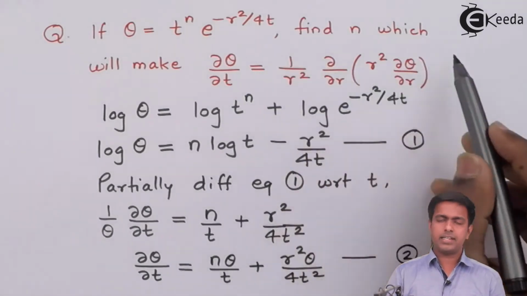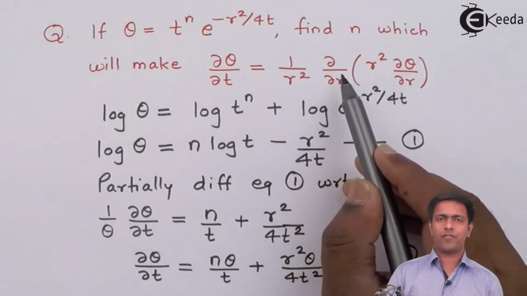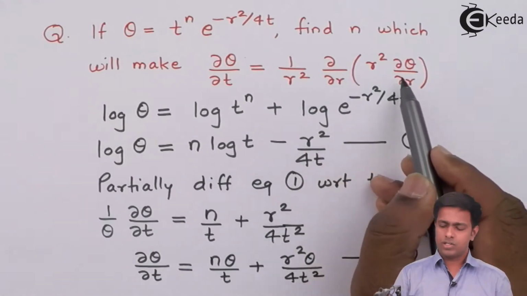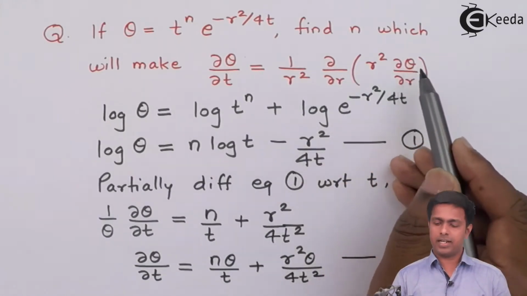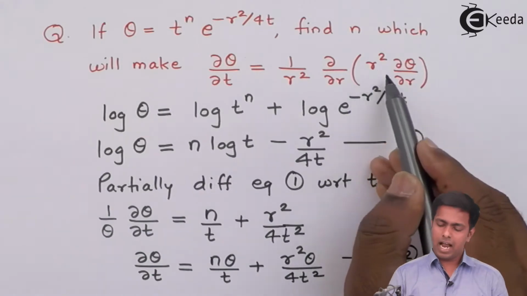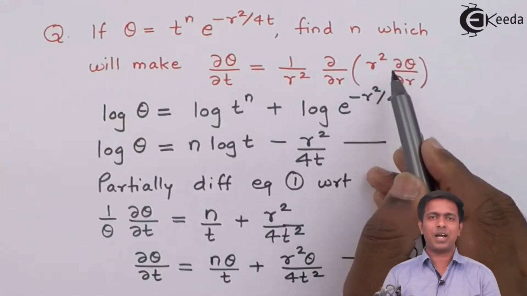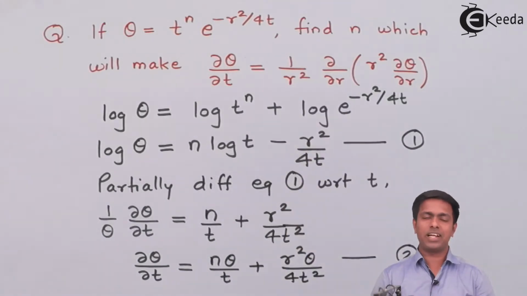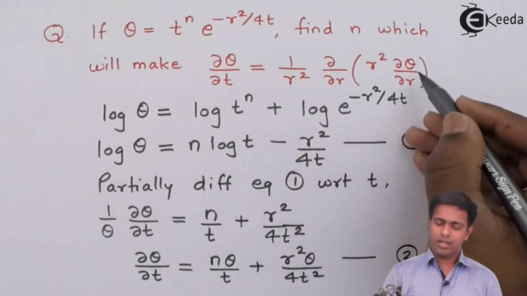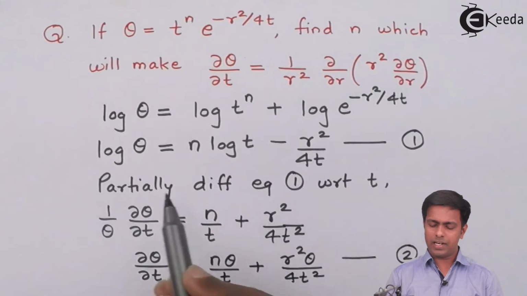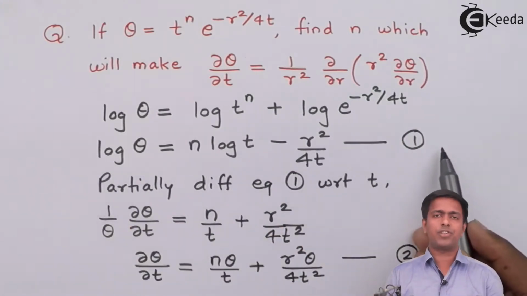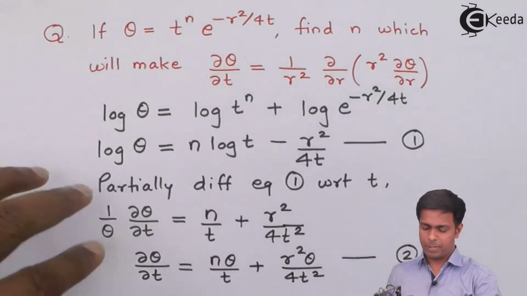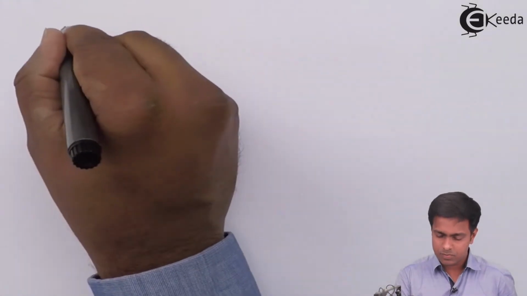So in the right hand side, first of all we'll start from the innermost bracket. So I'll find out the value of del theta by del r, I'll multiply with r square, and to that answer I'll again differentiate partially with respect to r and multiply by 1 by r square, and then we'll get equation number 3. So del theta by del r, and for this I'll differentiate this equation number 1 partially with respect to r.